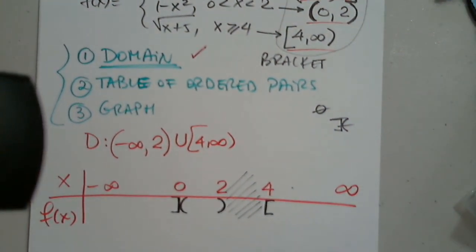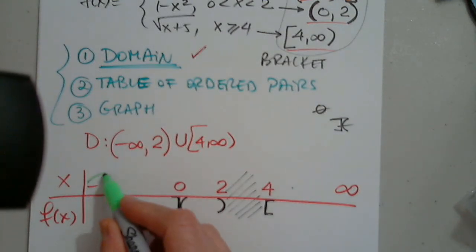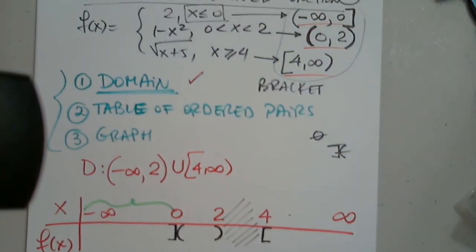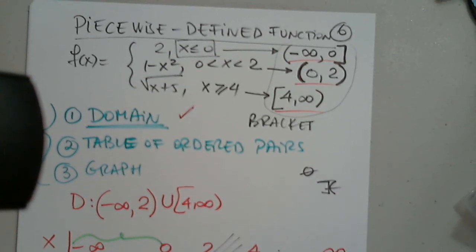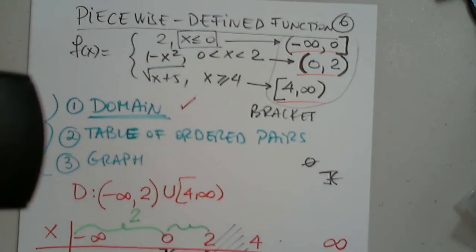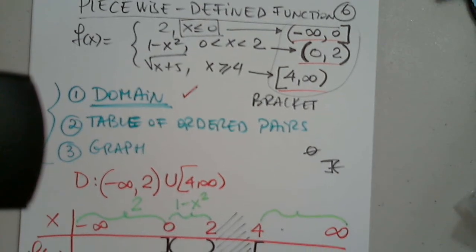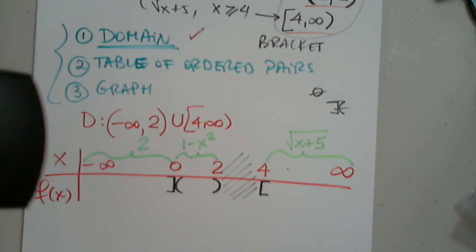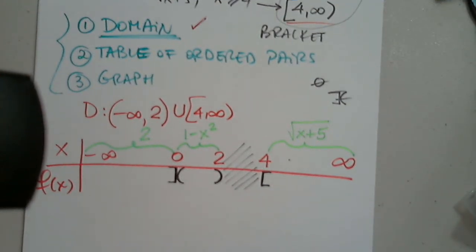So at this point, I know that between negative infinity and 0, which of these three functions will I use? The first one? 2, very good. Between 0 and 2, which one will I use? I know it's a silly question, but I want to see them here, so I don't make an error. 1 minus x squared. Good. And the other one, between 4 and infinity, obviously it has to be the last one. Perfect.